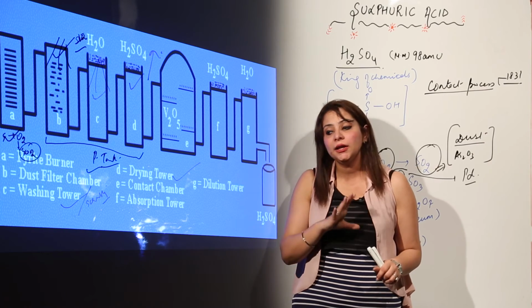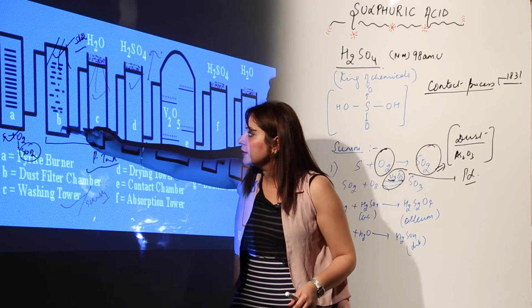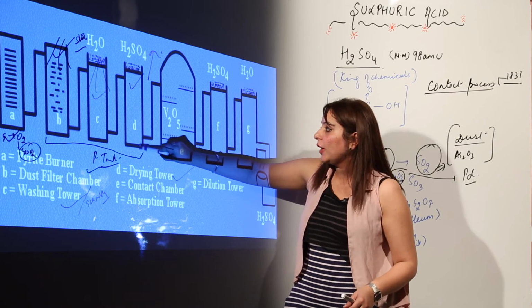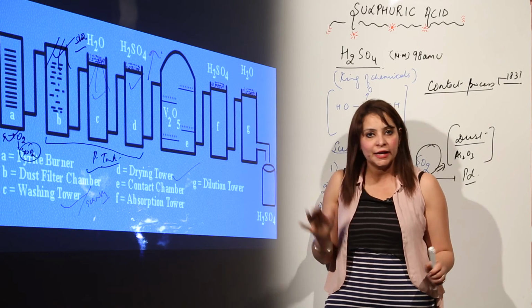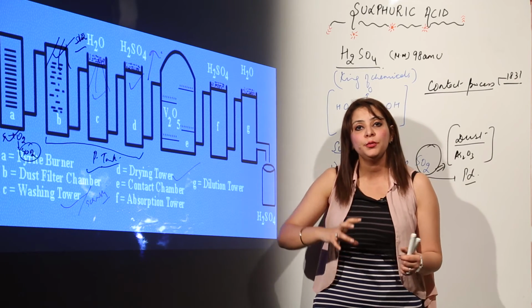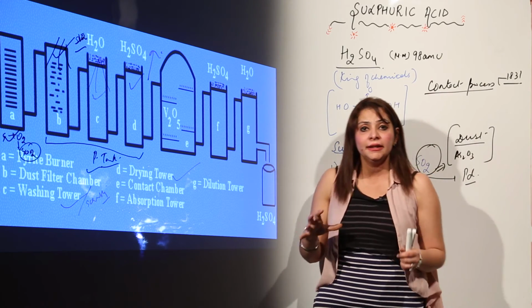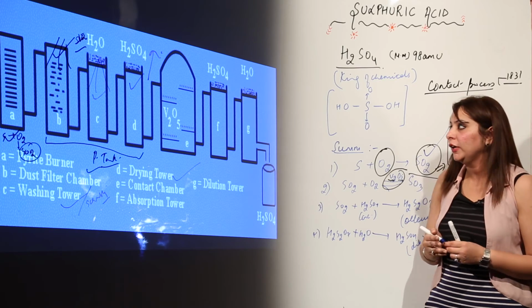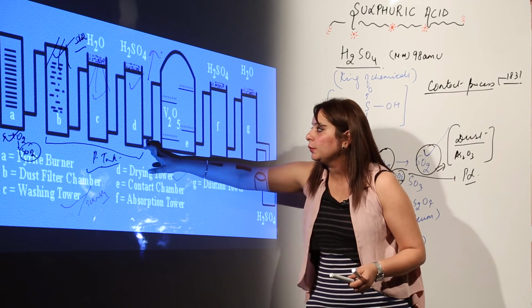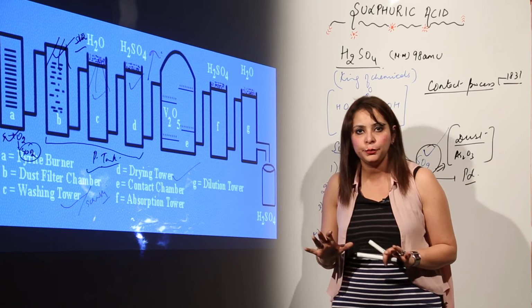All these tanks, that is the dusting tower, washing tower, drying tower and arsenic purifier, are involved in purifying the SO2, so they are called the purification units. Now we have got this SO2 and it is free from all the impurities, right? So up to this tank, our SO2 has become pure.